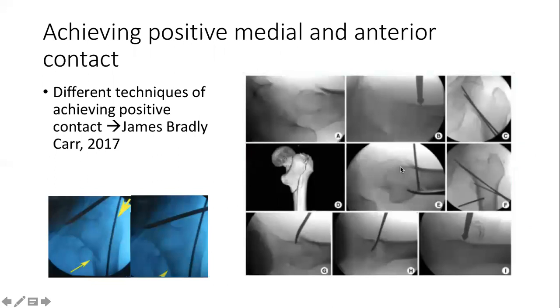To achieve this positive medial and anterior contact, a number of ways have been described. Some have used a Steinman pin over the head. Some have used bone levers, or in our perspective, we can use a periosteal elevator. Some have used a bone pusher. Some have used a K-wire. So there are a number of techniques, but whatever technique is applied, a surgeon should go for a positive reduction to have a better outcome.